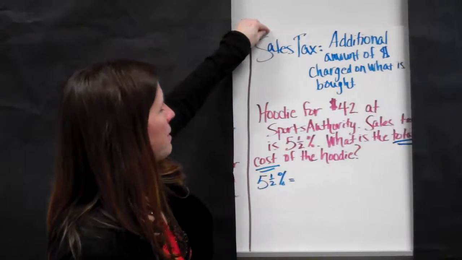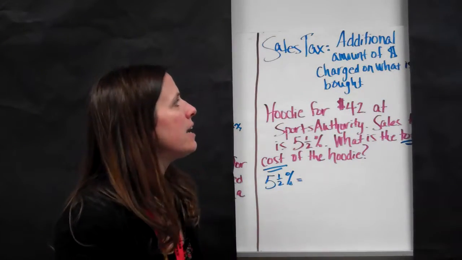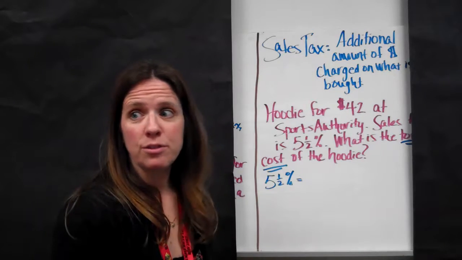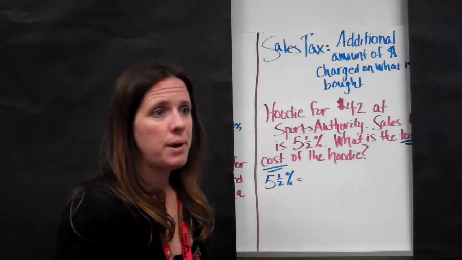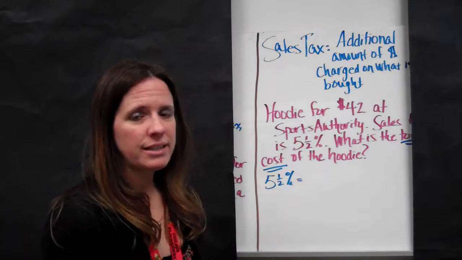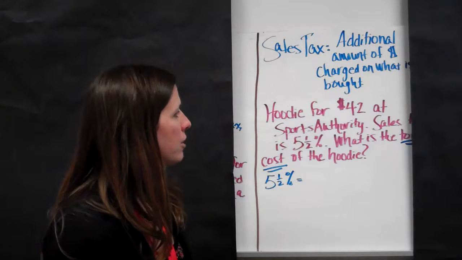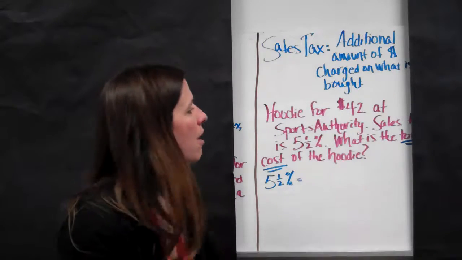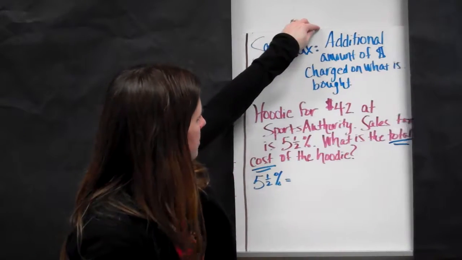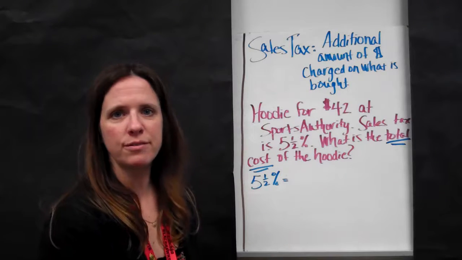So first, let's talk about sales tax. What is sales tax? That's the additional amount of money that is charged on what is being bought. So when you go to the store, your parents buy gas for the car, everything has a sales tax that goes on it, and it's in the form of a percent. So for example, you go to buy a hoodie at Sports Authority and it's $42. The sales tax on that hoodie is 5.5%. What is the total cost of the hoodie?